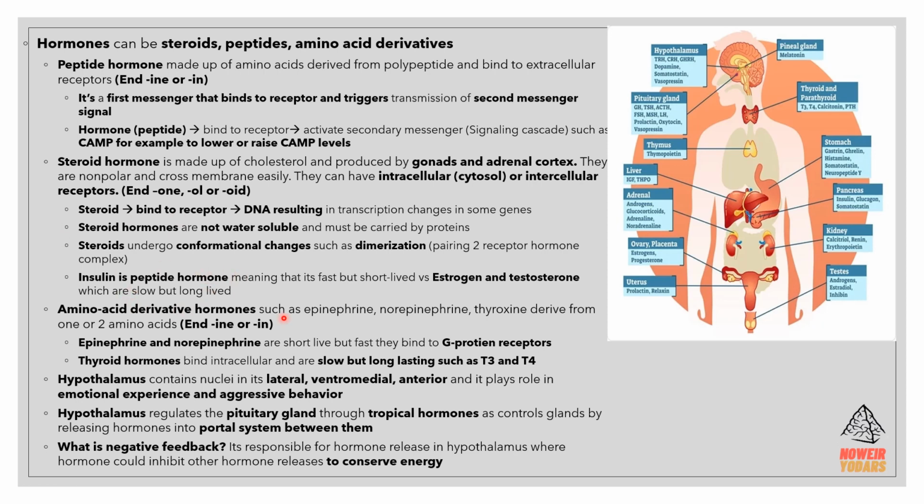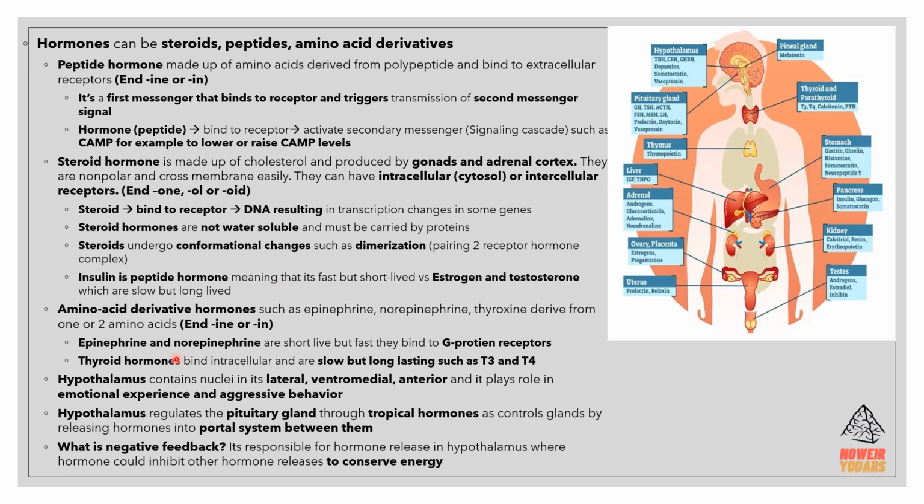So now, what's the difference between a steroid hormone and a peptide hormone? Insulin, for instance, is a peptide hormone, right? It means it's fast, but it's short-lived. And then an example of a steroid hormone is estrogen or testosterone, right? They are slow, but they're long-lived. So a peptide hormone is fast but short-lived. Estrogen and testosterone, which are steroids, are slow but long-lived.